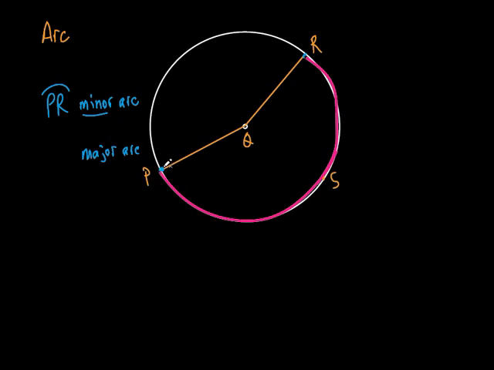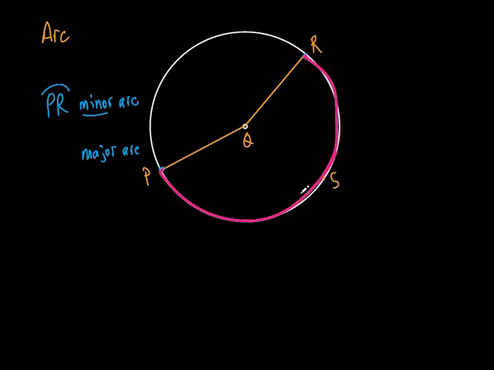Now, we can't just call it PR, because look, it does have an endpoint at P, and it has an endpoint at R. But if I just called it arc PR, you wouldn't know which one I'm talking about. You wouldn't know if I'm talking about this minor arc or this major arc.